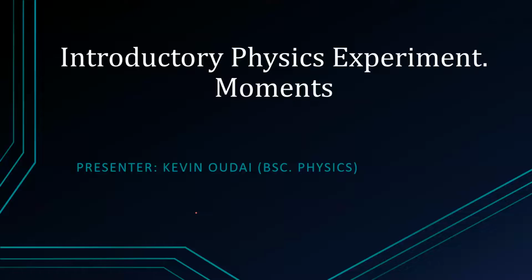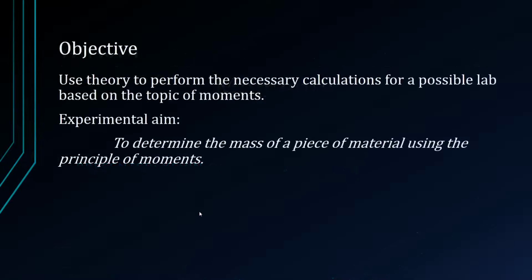In this lesson, I'm going to start doing experimental labs that you may come across while you're doing any introductory physics course. In this one, the objective is to use theory to perform the necessary calculations for a possible lab based on the topic of moments. The experimental aim is to determine the mass of a piece of material using the principle of moments.